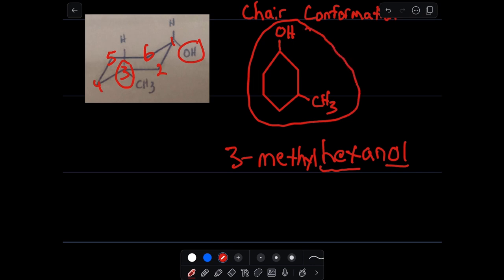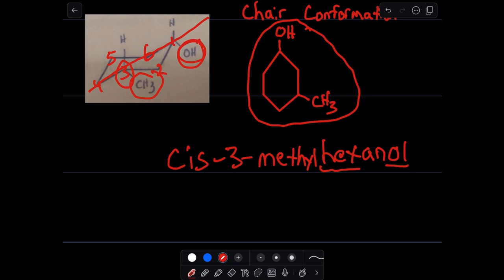However, we do see that if we draw a line through the plane of this chair conformation, this methyl group and this alcohol group are both on the same side. So this will be cis 3-methyl hexanol. So stereochemistry is important with these compounds.